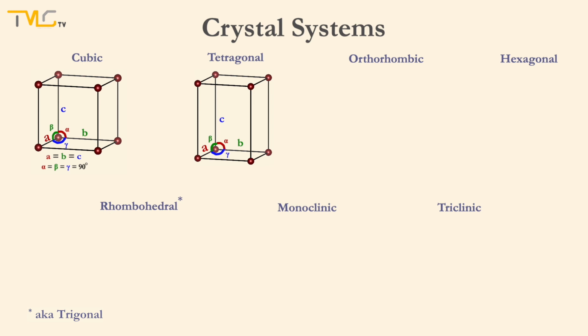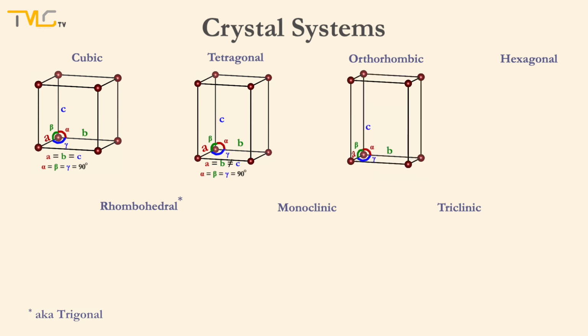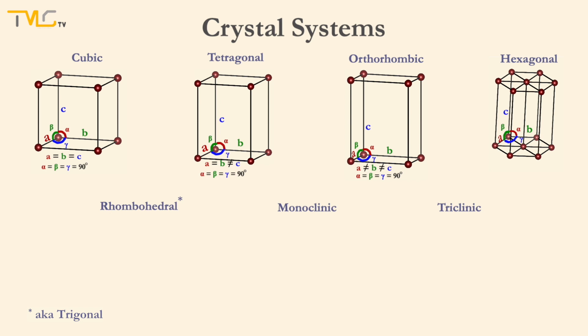For tetragonal, A and B are equal to each other and not equal to C. Alpha, beta, and gamma are equal to each other and 90 degrees. For orthorhombic structure, A, B, and C are not equal to each other, and alpha, beta, and gamma are equal to each other and 90 degrees. For hexagonal structure, as the name suggests, base and top planes are in shape of hexagons, and the structure is in the shape of hexagonal prism. In this crystal system, A and B are equal to each other and not equal to C. Alpha and beta are equal to each other and 90 degrees, and gamma is equal to 120 degrees.